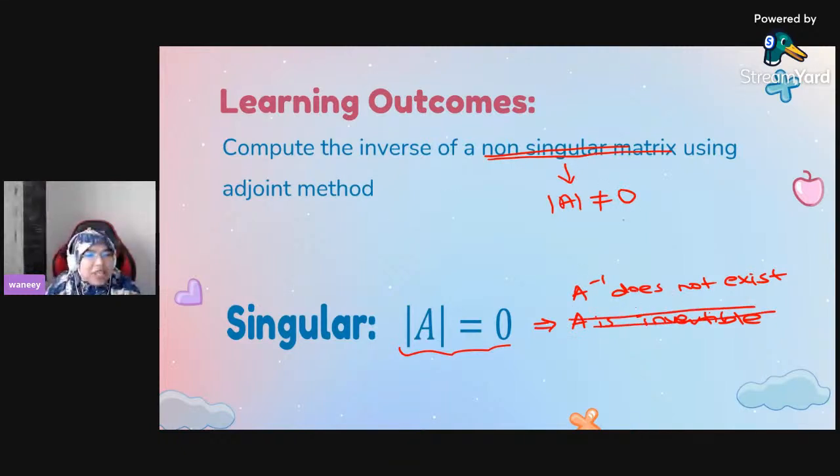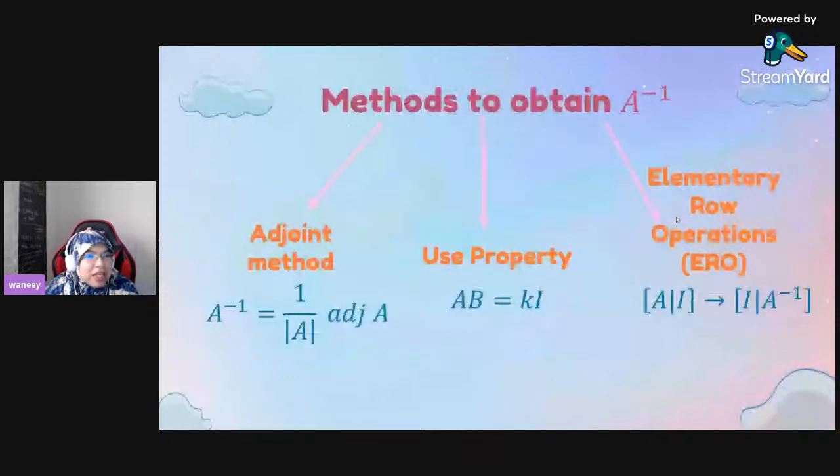Okay, so if the determinant of A is not equal to 0, then A inverse does exist. And we do have the formula, the way to calculate the A inverse. Okay, so how to find the A inverse? So basically, you have three methods to calculate A inverse. You can use the adjoint method. So this is the first one, adjoint method, where A inverse is 1 over determinant of A times adjoint of A.